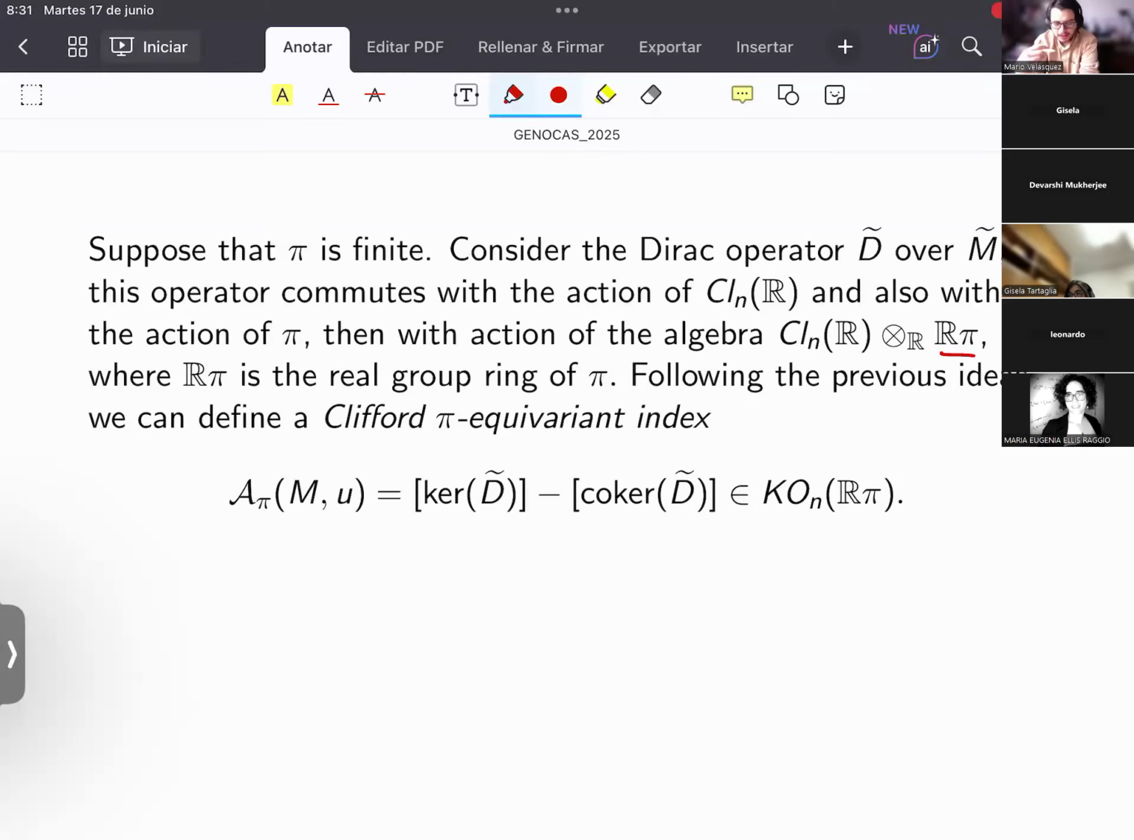Doing similar things as before, we can define the Clifford P-equivariant index, just saying that the kernel of D tilde is a module over this tensor product, the Clifford algebra tensor the real group ring. Also, this happens with the tilde. And this difference between the isomorphism classes lives in a K-homology group. In this case, it is the K-homology group of the real group ring.